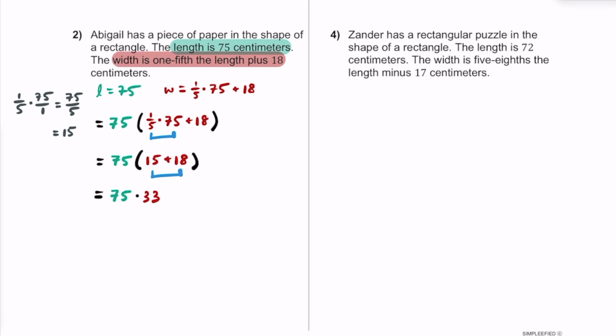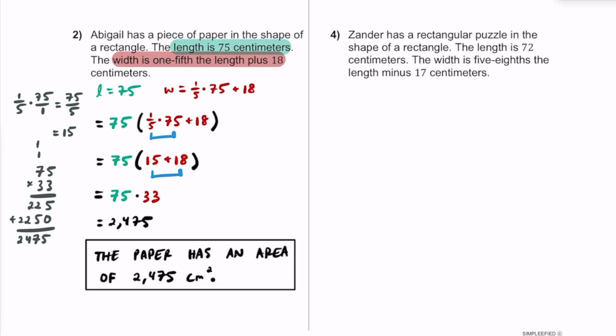To find the area here, we're going to have to multiply 75 by this 33. So let's go ahead and do that on the side. If you need to pause to do it on your own, go ahead and do so. Let's see, it's 22. Put a placeholder here. That's going to be 15, carry the 1. 21 plus 1 is going to be 22. If you go ahead and add these together, we have a 5, a 7, a 4, and a 2. So we're really looking here at 2,475, I believe. And so what's our conclusion that we can write here? We can say that Abigail's paper has an area of 2,475 square centimeters.